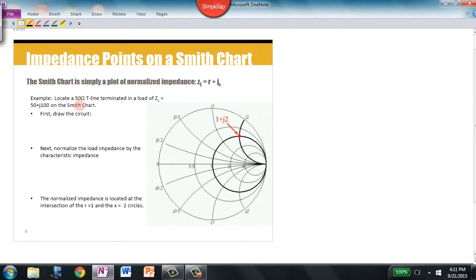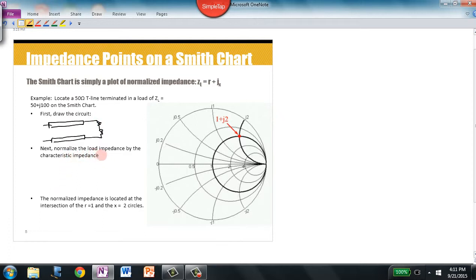So we've got a 50 ohm T line terminated in a load of 50 plus j100. We want to plot this 50 plus j100 on the Smith chart. So what does that look like? Well, we've got a 50 ohm T line. It's terminated in a load of 50 ohms and j100 ohms. So that's the circuit: a resistor in series with an inductor.